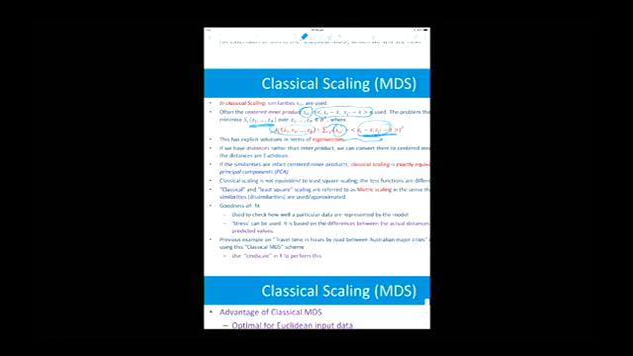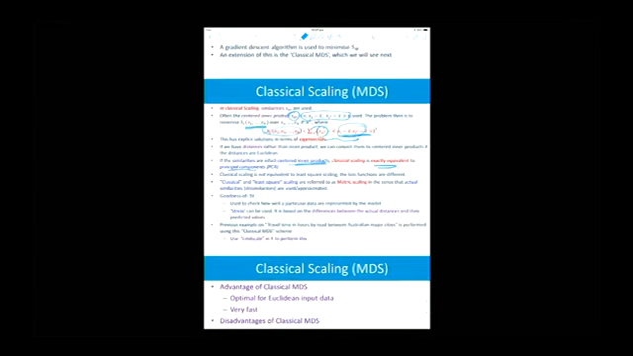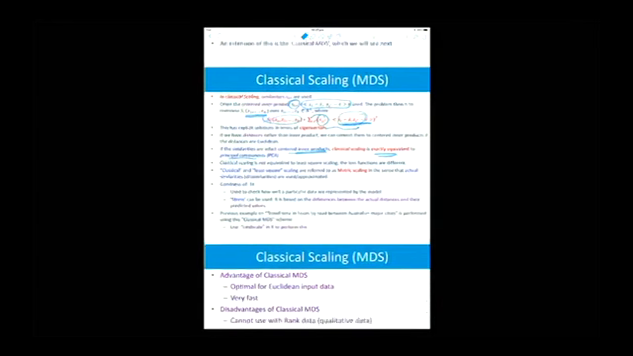When you hear about this dot product, you can relate it to the eigenvalues and eigenvectors that we have seen before. In fact, if the similarities are centered inner products, it is exactly the same as principal component analysis. Because when you have the dot product, you are basically calculating the covariance matrix. So it will be the same as doing principal component analysis.